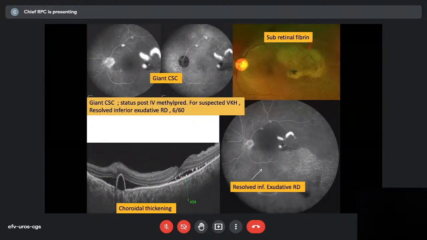The patient will lose all the vision in that eye because a whole exudative RD will occur, and it will take time to settle. God knows how much vision you get. So never ever give steroids in a patient of CSC. Vice versa, if there is a patient of VKH, please do not withhold steroids. These are two diseases which can be confused with each other. You've got to know the theory, the practical aspects, the clinical features, and then based on the multimodal imaging, treat with steroids or without.